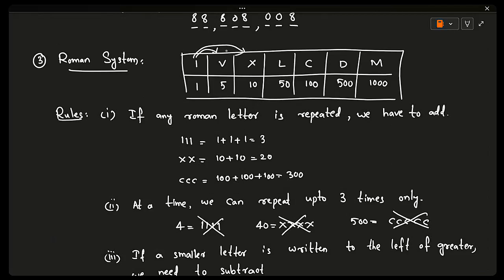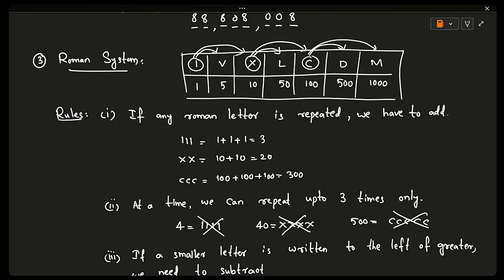You cannot subtract from any other number. Similarly, the next two rules also. X can be subtracted from L. X can be subtracted from C. You cannot subtract from any other letters. Similarly, C can be subtracted from D and C can be subtracted from M. So these are the rules. So I, X and C can be subtracted from the next two letters only.